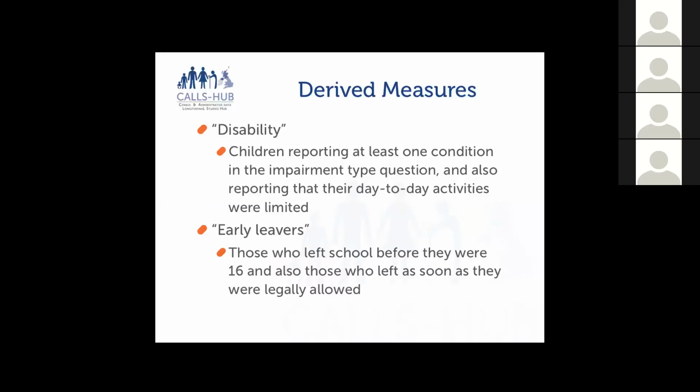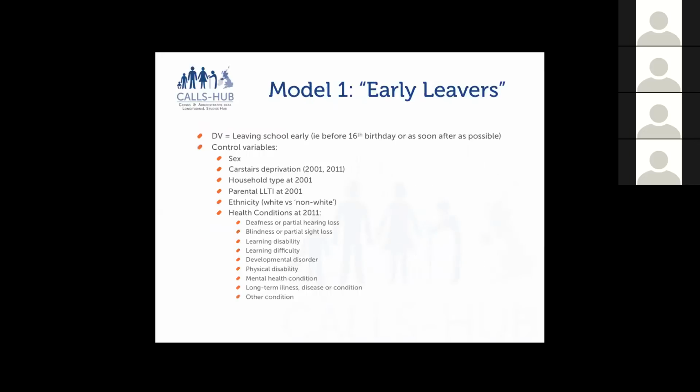For early leavers, the technical definition is those who leave school before they are legally allowed, which in Scotland would be age 16. But I thought it was important to also capture those who leave school as soon as they could, because I thought that might capture some kind of disenfranchisement with the system. So my definition includes those who left before they were 16, but also those who left as soon as they were legally allowed.